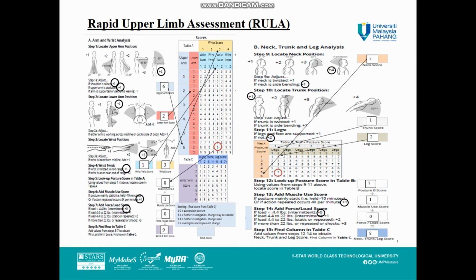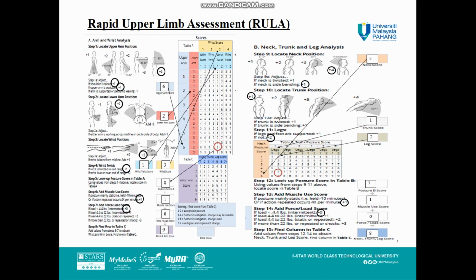Move to section B, which is neck, trunk, and leg analysis. Step 9, locate neck position. In our study, we choose +4. If the neck is twisted, we choose +1, and if the neck is side bending, we choose +1. So the neck score is +5.